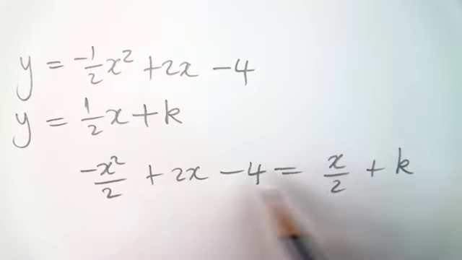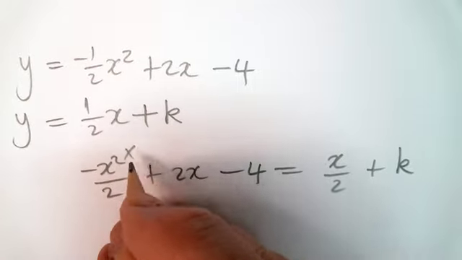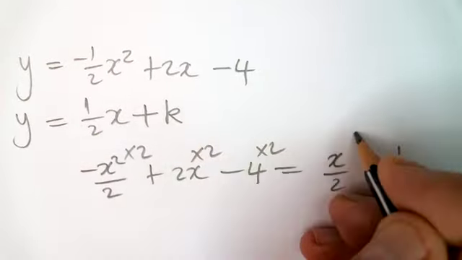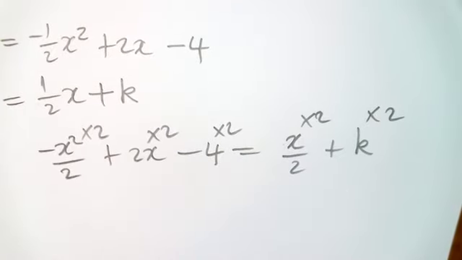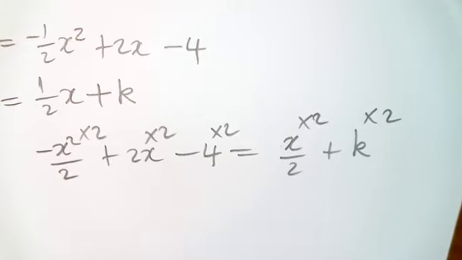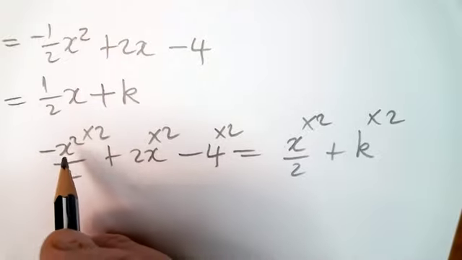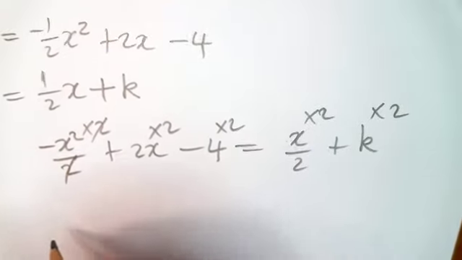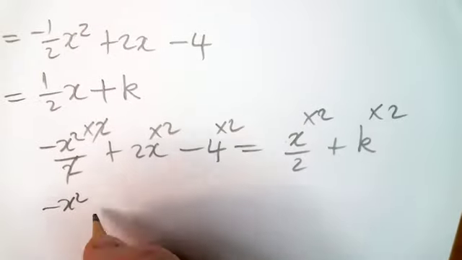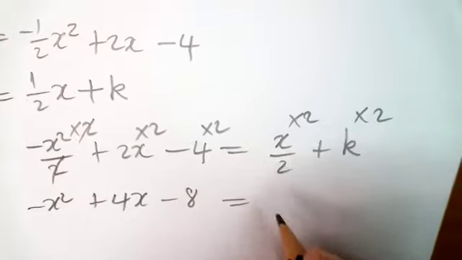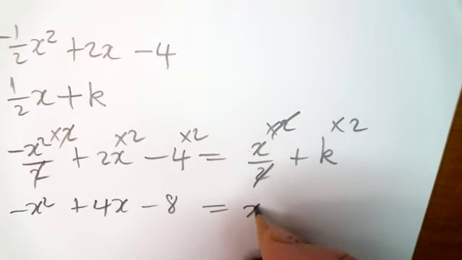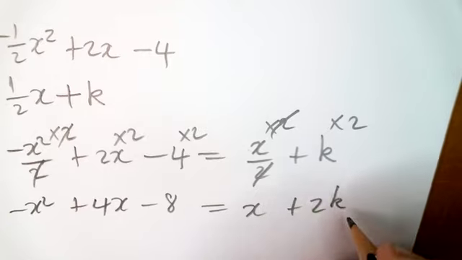So first of all, I can see I've got 2's everywhere. I'm just going to multiply everything by 2 to get rid of the fractions. It doesn't matter at which stage you do this, but I'm just going to do it now. So 2 divided by 2 leaves me with a negative x squared. 2 times 2 is plus 4x. 2 times negative 4 is negative 8. The 2 and the 2 here cancel, leaving me with an x. And I've got a plus 2k over here.